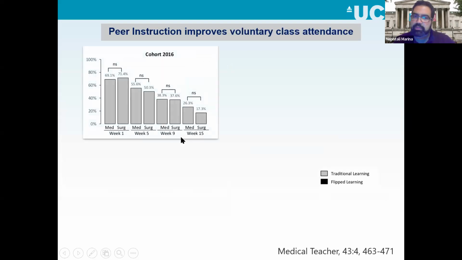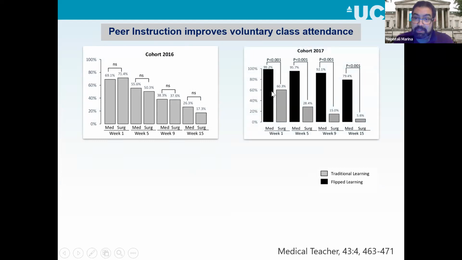But this is the most important, I think, the most important result they obtained. As you can see, in 2016, this is the attendance that they were getting before the implementation of peer instruction. So during traditional lectures, at the beginning of the course, pretty much 70–80% of the students were attending the class, and this progressively dropped until at the end of the course the attendance was really low. Less than 20% of the students were attending.